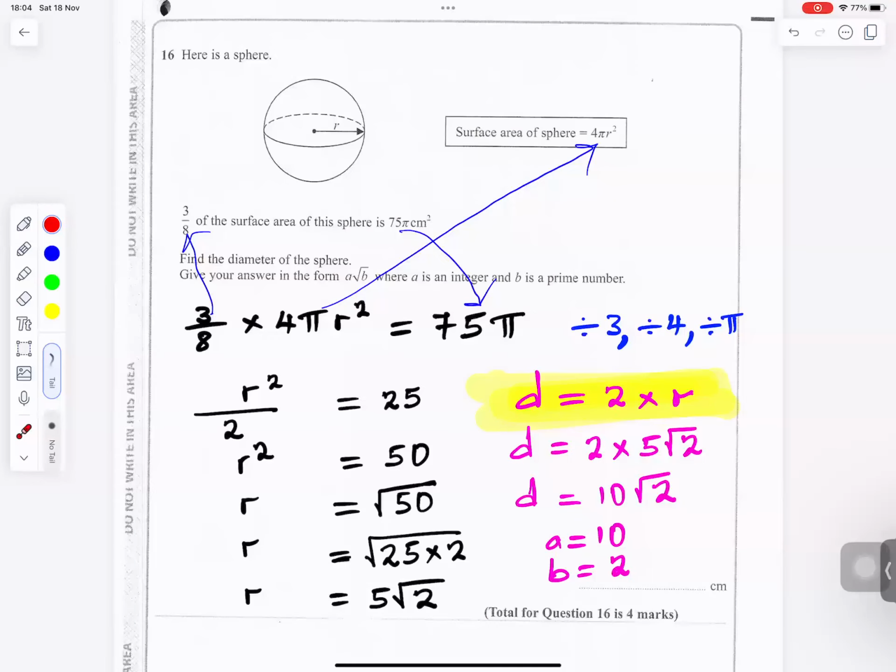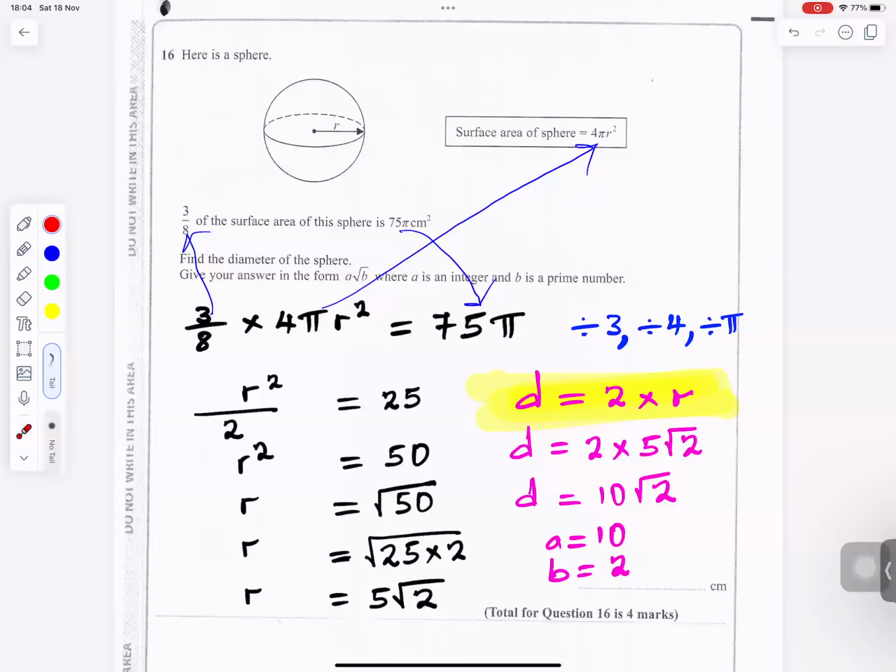Question 16. Here is a sphere. 3/8 of the area of this sphere is 75. So we know the formula for the total surface area, and that is equal to 75. We write the formula down. We have 4 pi times radius squared. And then we put 3/8. 3 over 8 of that equals 75.